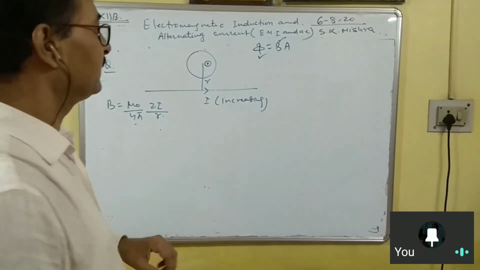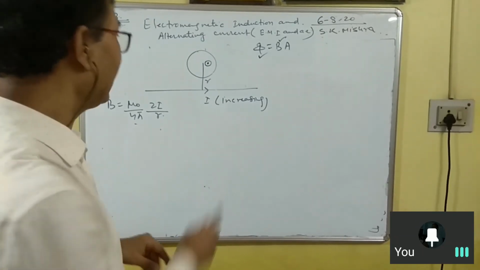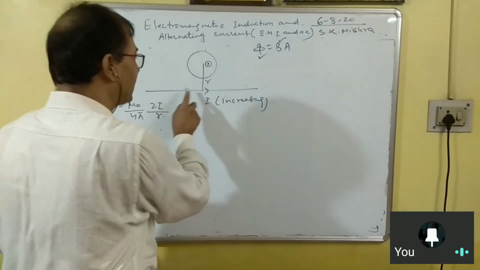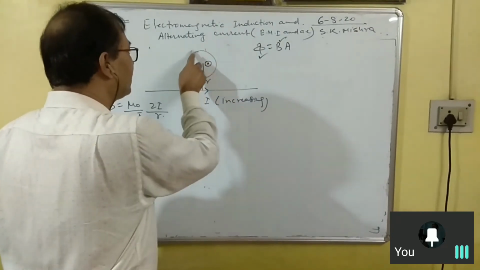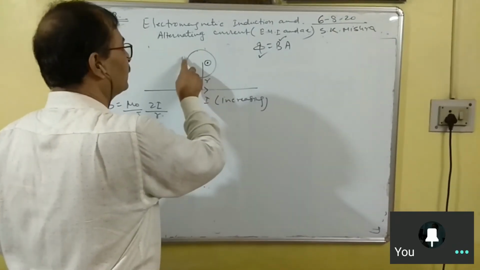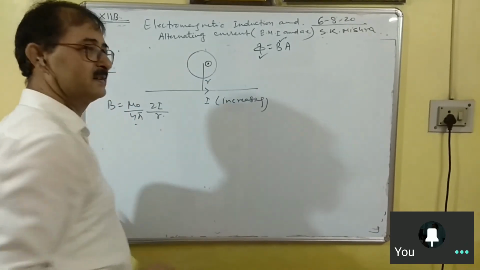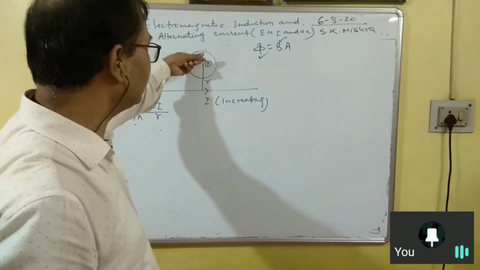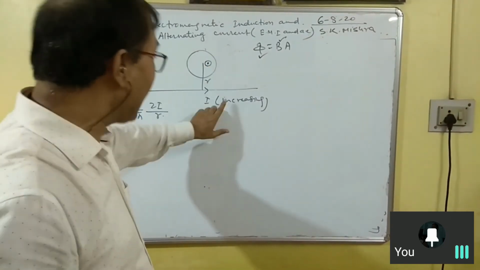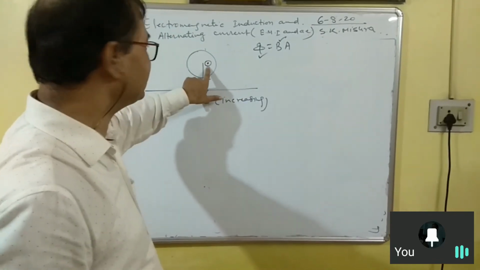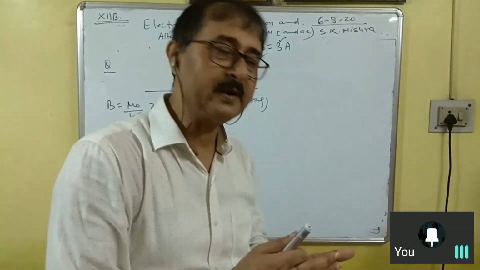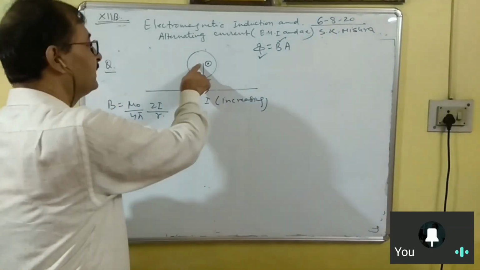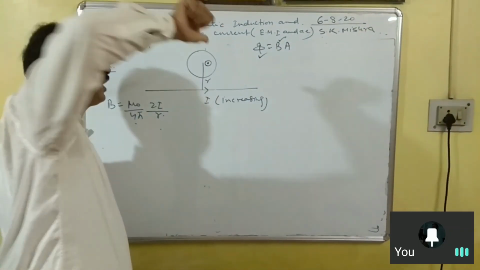So B, yeah, this is the magnetic field of this straight wire. Now the magnetic field of the current in this loop will be opposite to this. Then only the net magnetic field will reduce. Since I is increasing, the magnetic field is increasing. You have to stop this increase. How will you stop it? By applying a field opposite to this field, I mean along this direction.